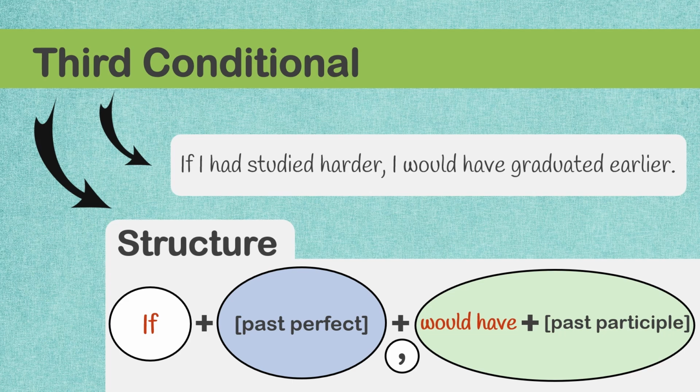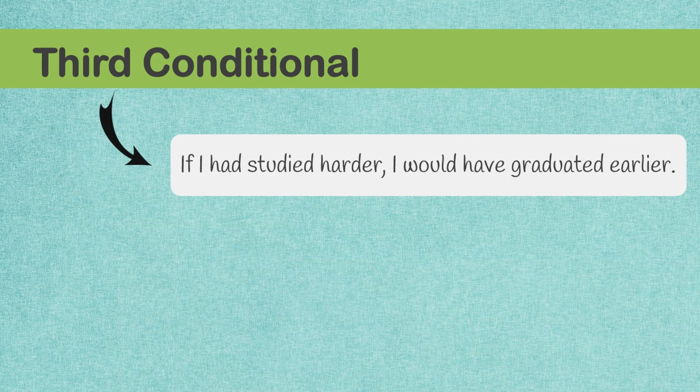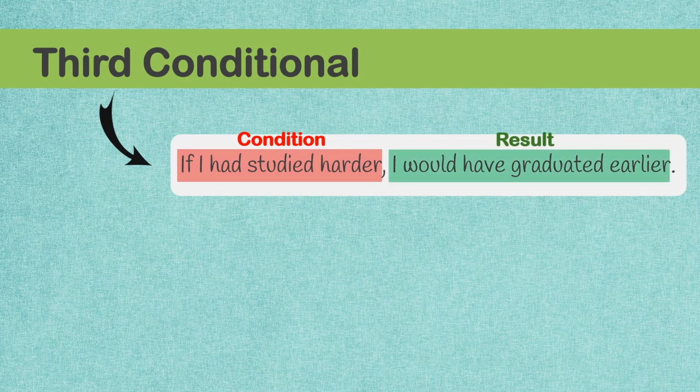We can also use the modal verbs could, might, or may in place of would, depending on the context. In this sentence, the condition comes before the result.